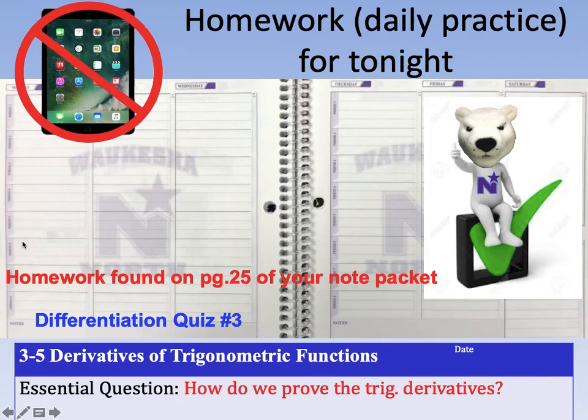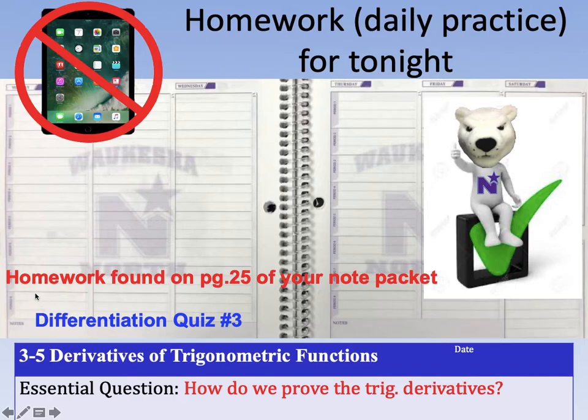This video is for Calc class, and it's for the day when you're going to be proving the trig derivatives. So we already know the derivative of sine, and we know the derivative of cosine, and you got the derivative of the other four trigonometric functions by looking in your book. We're actually going to prove those other four derivatives today, and you're going to do that through making an anchor chart.